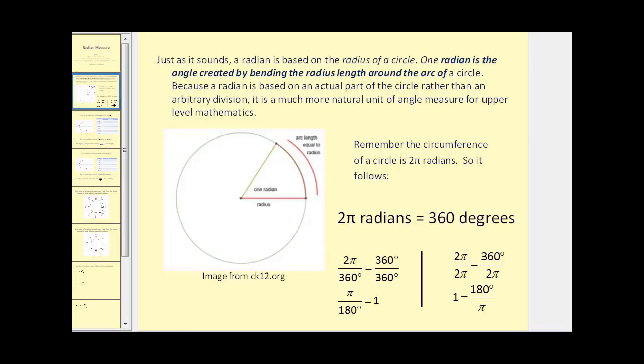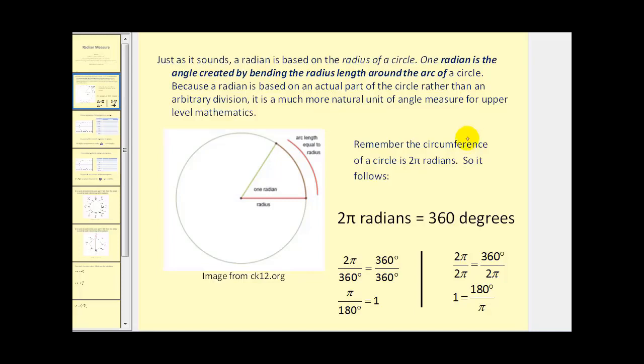Just as it sounds, a radian is based on the radius of a circle. 1 radian is the angle created by bending the radius length around the arc of a circle. As we see here, the radius in red is the same length as this red arc, and therefore this is an angle of measure 1 radian. So because a radian is based on the actual part of the circle, rather than an arbitrary division, it is a much more natural unit.